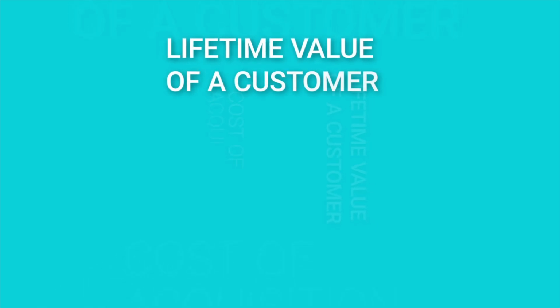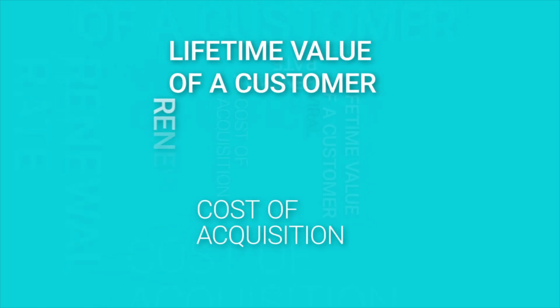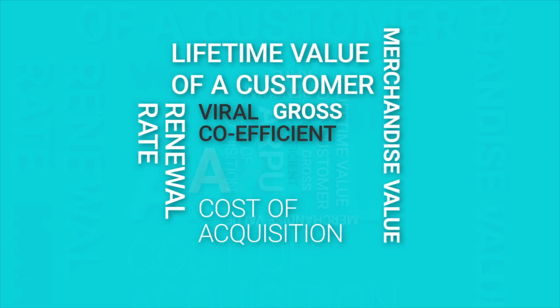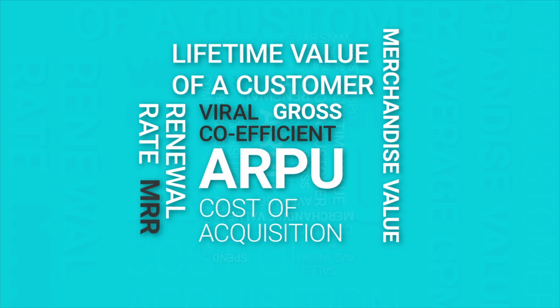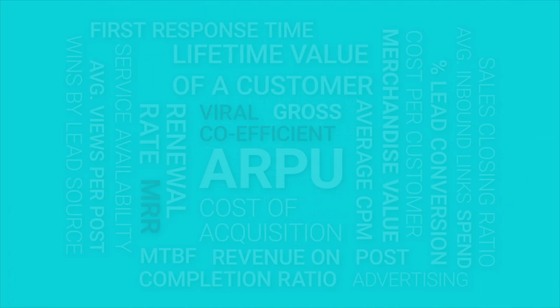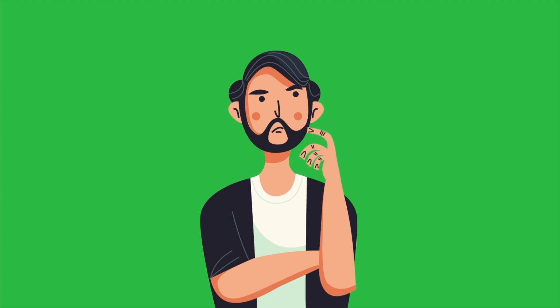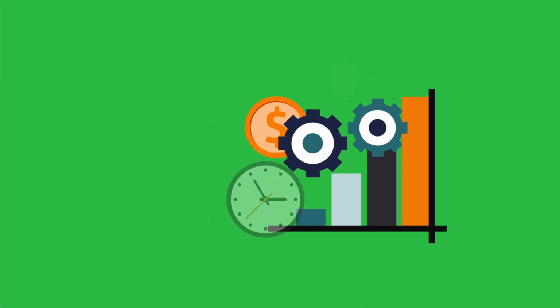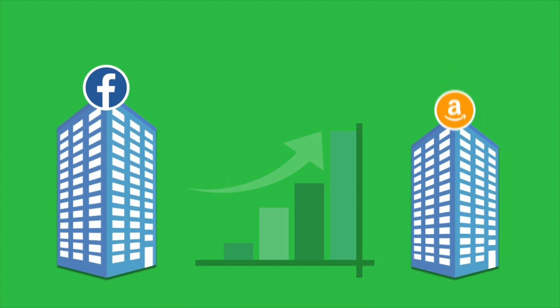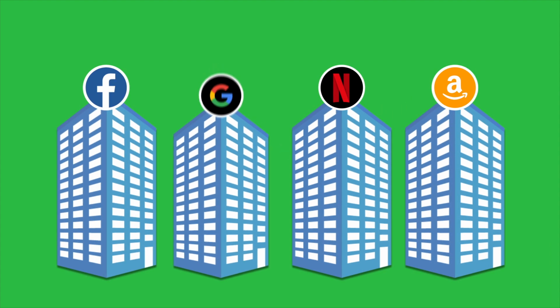Lifetime value of a customer, cost of acquisition, renewal rate, viral coefficient, gross merchandise value, ARPU, MRR, average CPM, and many more. We know you might know a few of these, but how do you apply these in your business and build your business like Facebook, Amazon, Netflix, or Google?